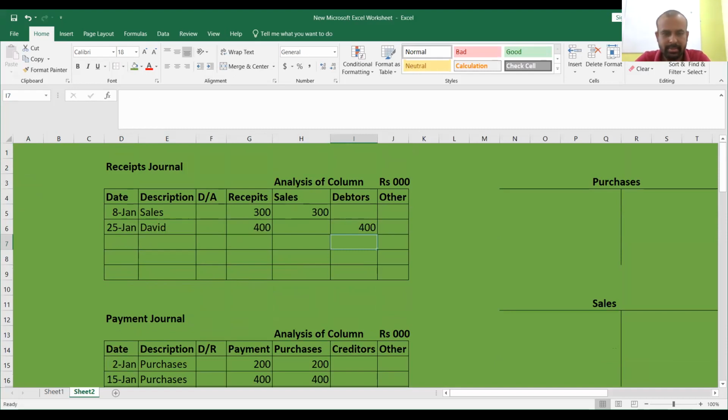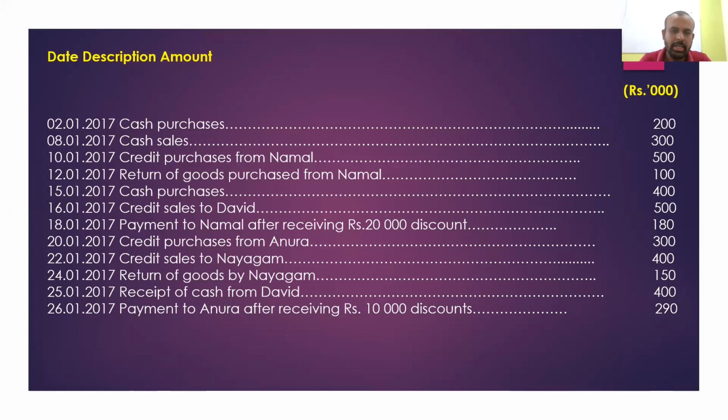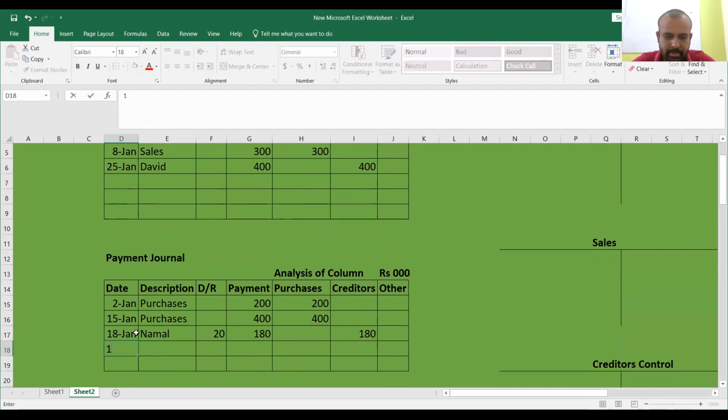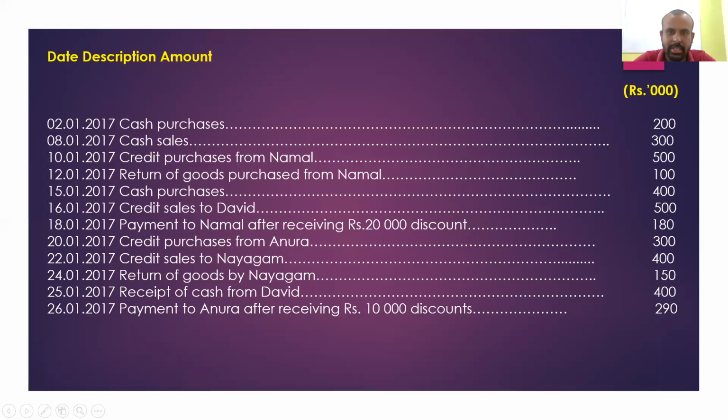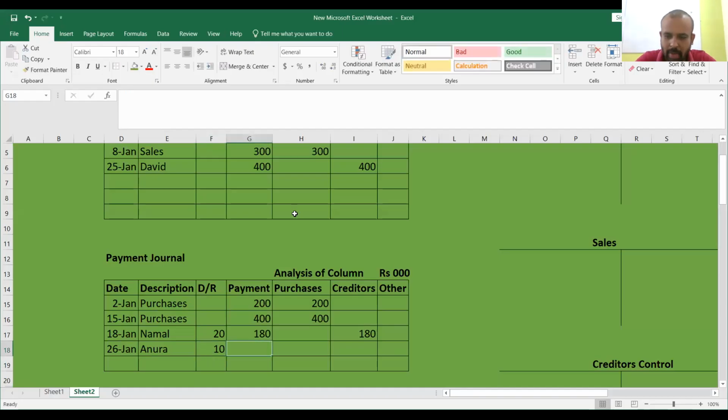What next? Payment made to Anura after receiving 10,000 cash discounts. Cash paid to Anura 290. 26th January. Cash paid to Anura, right? It's a payment. Yeah, 10,000 is a discount that you received. Value of the cheque is 290. Okay, you updated in the analysis column. It's 290. Okay, good.